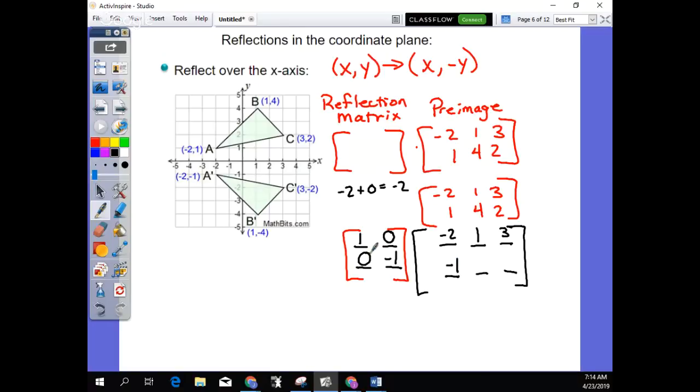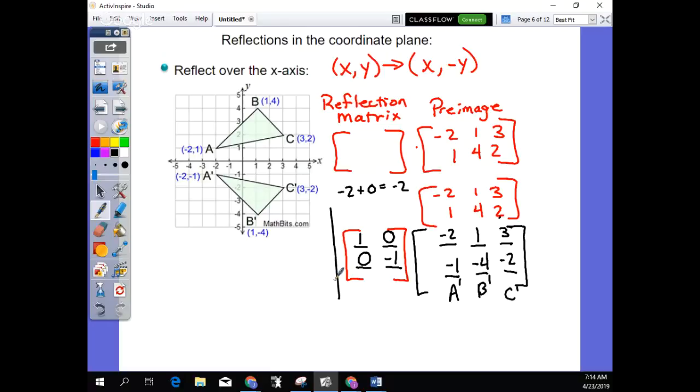Now let's try it again. 0 times 1 is 0, plus -4. 0 times 3 is 0, and then -1 times 2 is -2. So here's our A prime, B prime, C prime matrix.